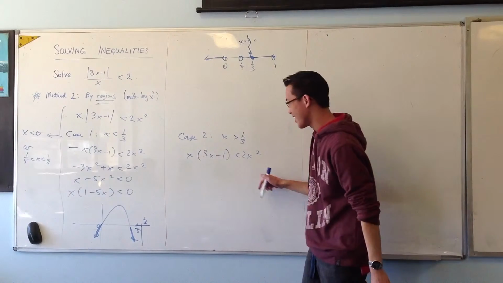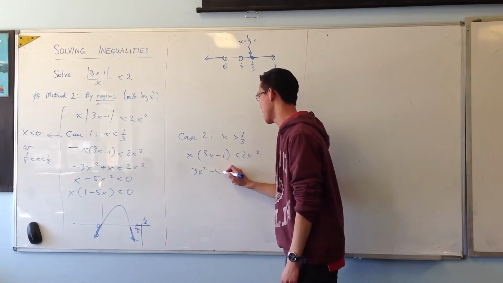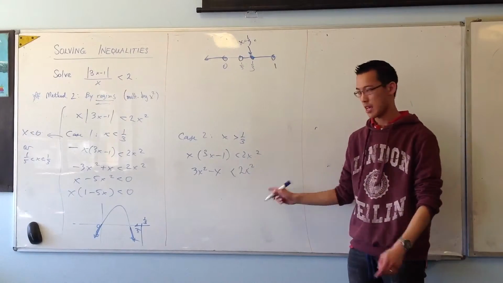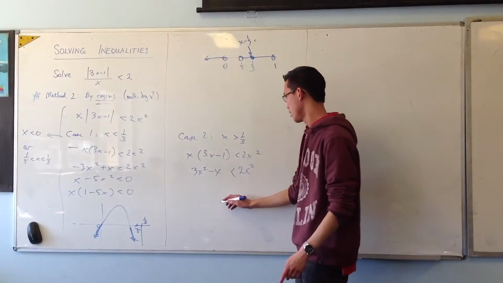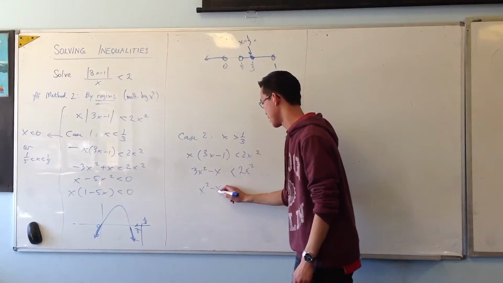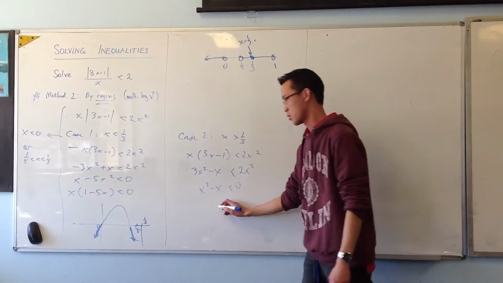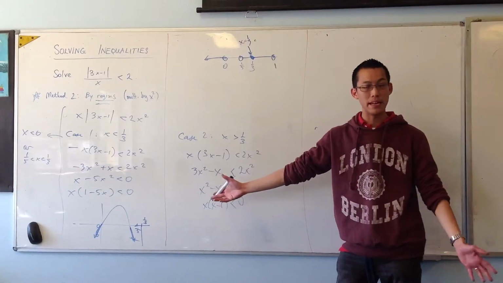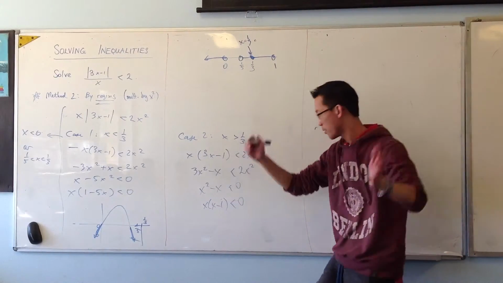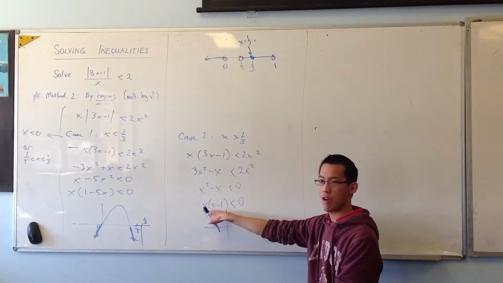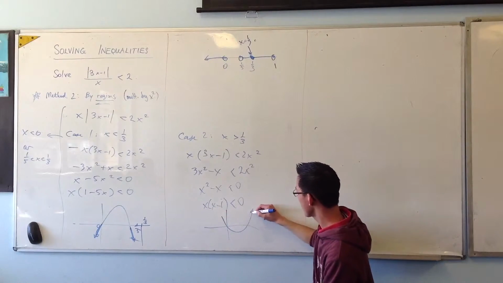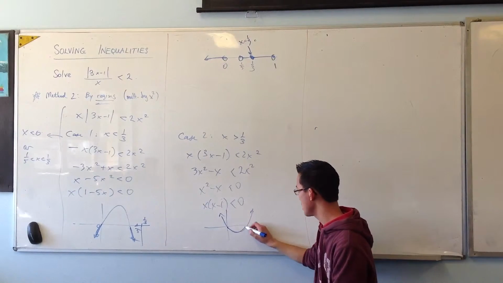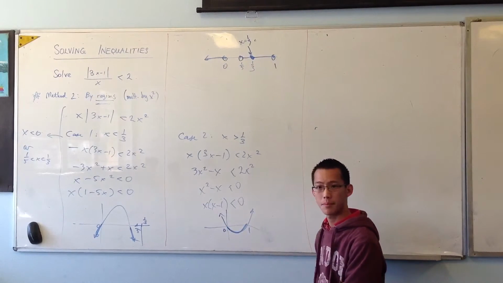This case here, 3x squared minus x less than 2x squared. Take the x squared over. So I'm going to get x squared minus x less than 0. So I've got x outside of x minus 1. Again, this is a parabola, but it's concave up, right? And its roots are at 0 and 1. Now, I want the parts that are less than 0. So that's these parts under here, 0 and 1.